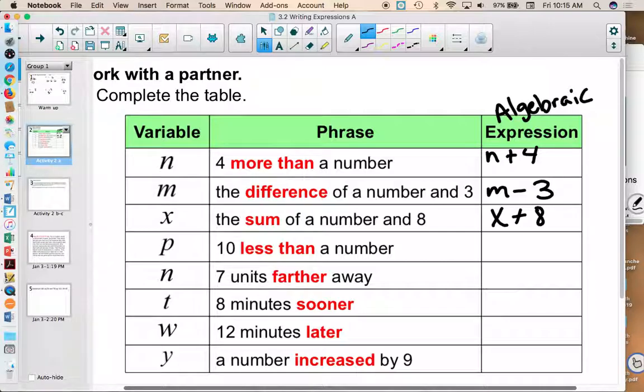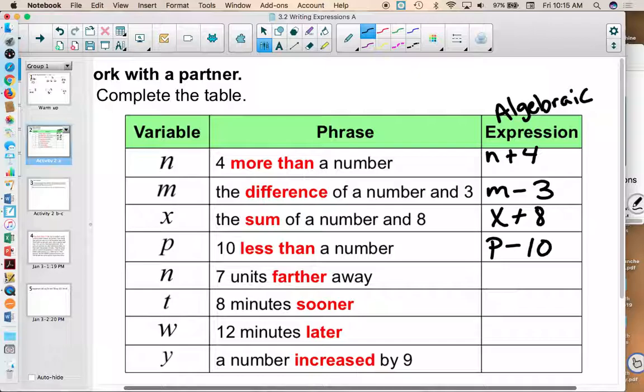10 less than a number p. Be careful on this one that it doesn't trip you up. 10 less than a number p. Chloe. P subtract 8. I mean 10. Okay, so p minus 8. Good. Yeah, 10. Oh. I know I got that. See, I was listening to what you said. P minus 10. Good job. Okay.